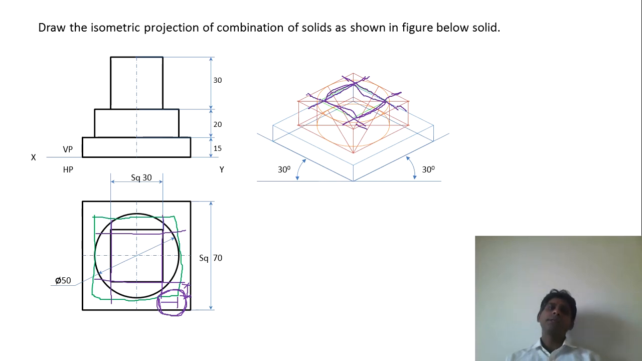Once we get this much, we have to just draw lines of 30 mm from each of these corners like this, and then join these lines so that we get this particular cube.